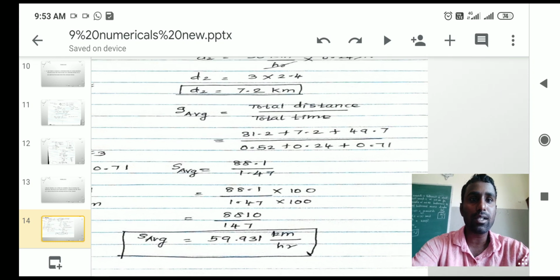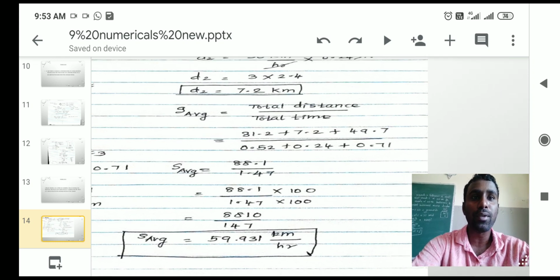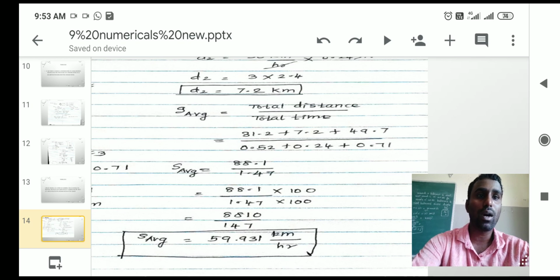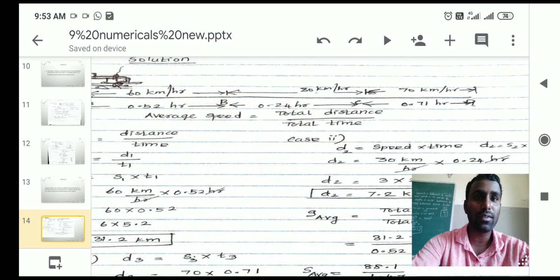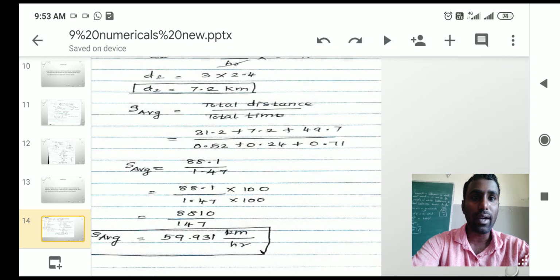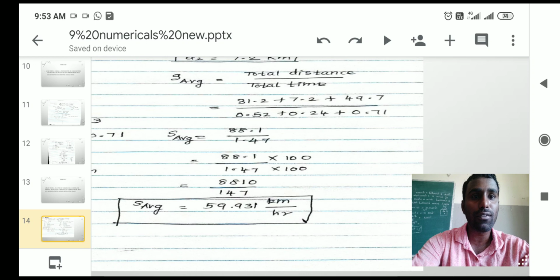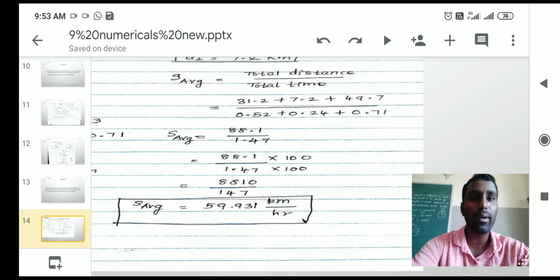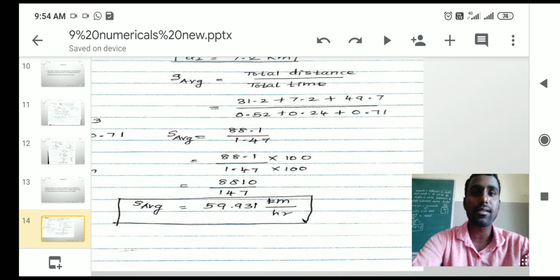So finally average speed equals total distance divided by total time. So 31.2 plus 7.2 plus 49.7, divided by 0.52 plus 0.24 plus 0.71, which represents total time. They gave the time for A to B, B to C, C to D, so everything you have to substitute and add. So finally you are getting 88.1 divided by 1.47. In the denominator you have to multiply with 100, you will get the whole number. After dividing this value, we are getting 59.931 kilometer per hour. So this is your final answer.